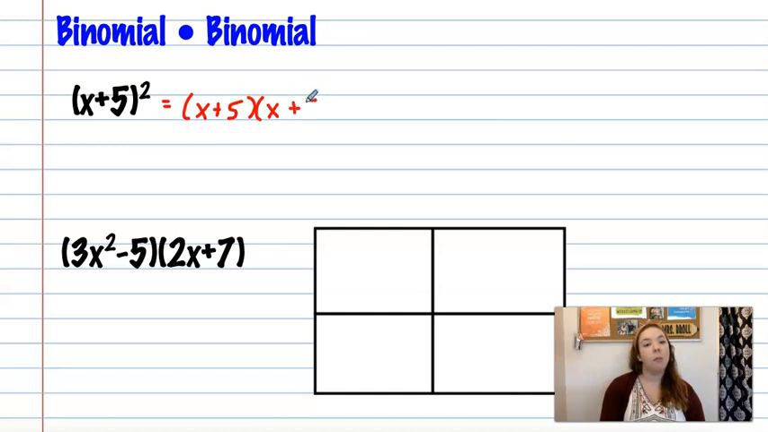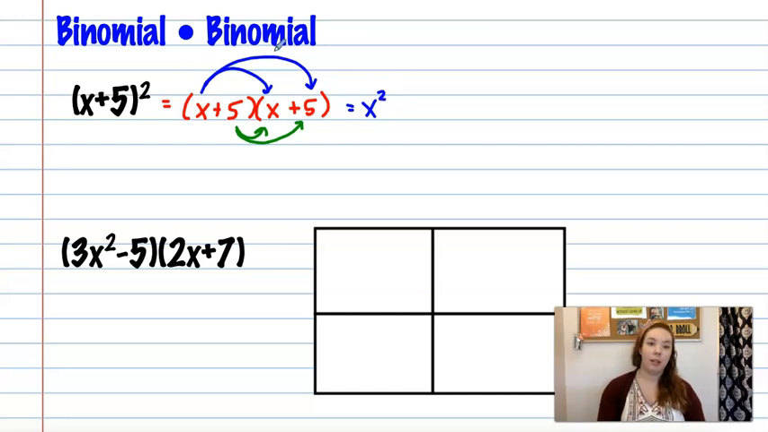And if you're going to multiply a binomial times a binomial with the distribution method, you're going to have to do what we call double distribution, where you are multiplying the x times both terms, and then you go back and you multiply the 5 times both terms. So let's do this blue part first. X times x is x squared. X times 5 is 5x.